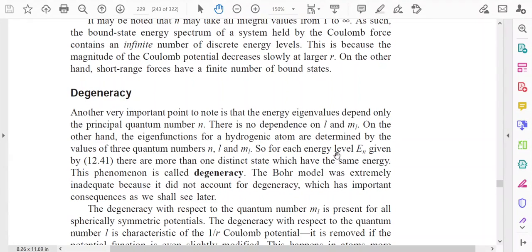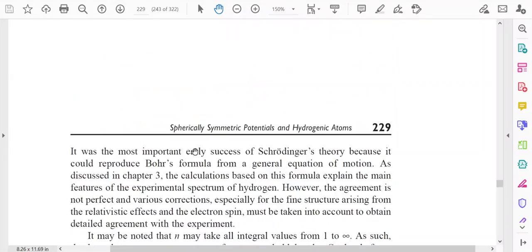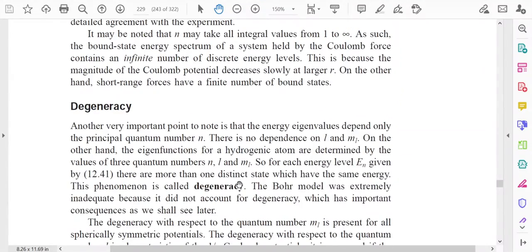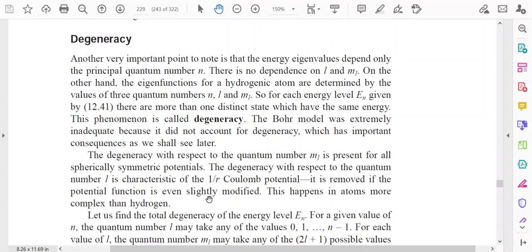So for each energy level E_n given by this equation, there are more than one distinct states which have the same energy. That is, for more than one distinct state, the energy is the same. Different states have the same energy, and this phenomenon is known as degeneracy.